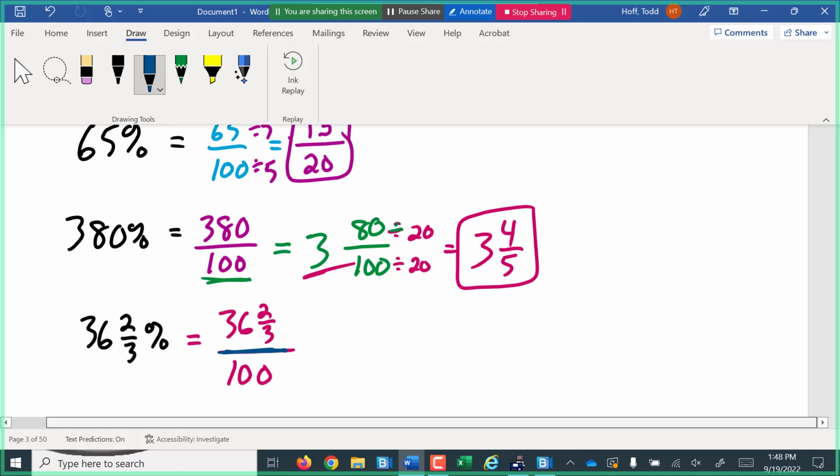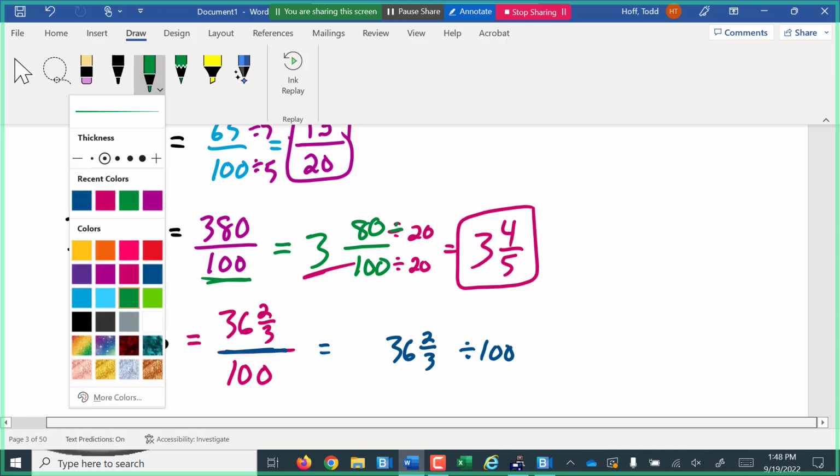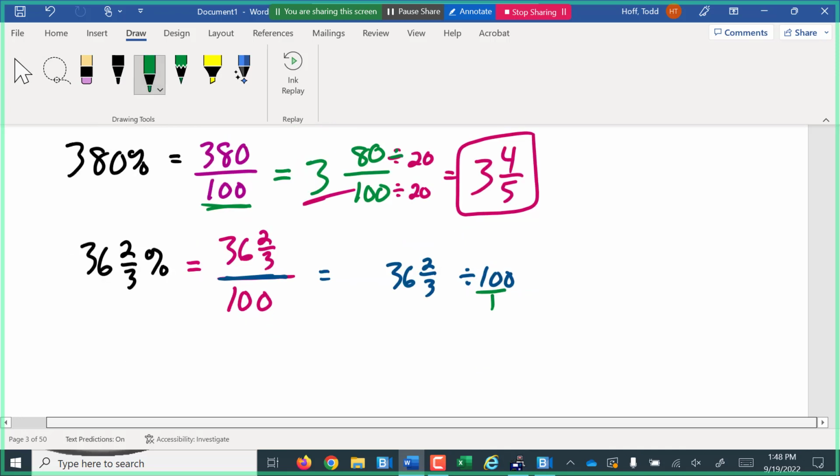Remember, we mentioned last week that a fraction and a division problem are interchangeable. So we can just turn this into 36 2/3 divided by 100. Now, of course, I'm going to make this 100 over 1. 36 2/3, can anybody tell me how many thirds that becomes? 36 times 3 is 108 plus 2 is 110. Perfect. Then, of course, dividing by 100 over 1, we multiply by the reciprocal, so times 1 over 100.